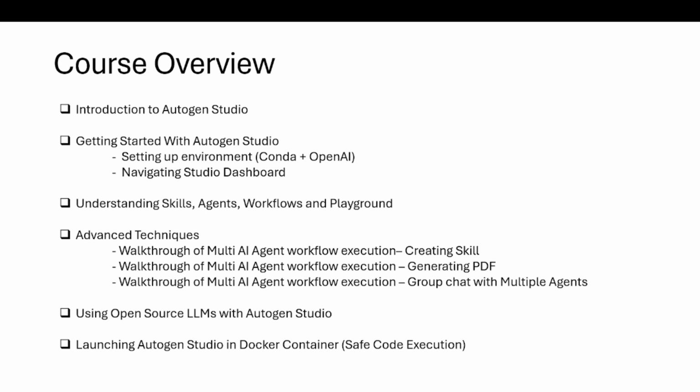We'll go over 3 use cases for creating skill, generating PDF, and then generating a travel itinerary involving execution of multi-AI agents in a group chat. Then we'll see how to use an open source LLM with AUTOGEN Studio using Ollama. And finally, we will launch AUTOGEN Studio in a Docker container for safe code execution. All the prompts, the files, and the resources used in this course are uploaded in the resources folder for further download.